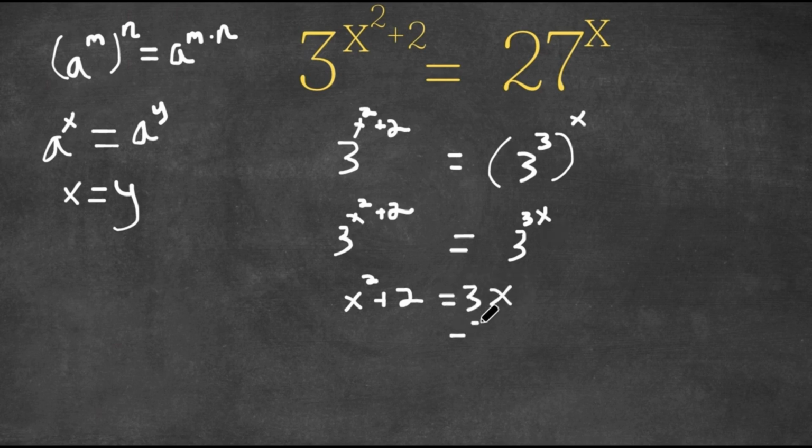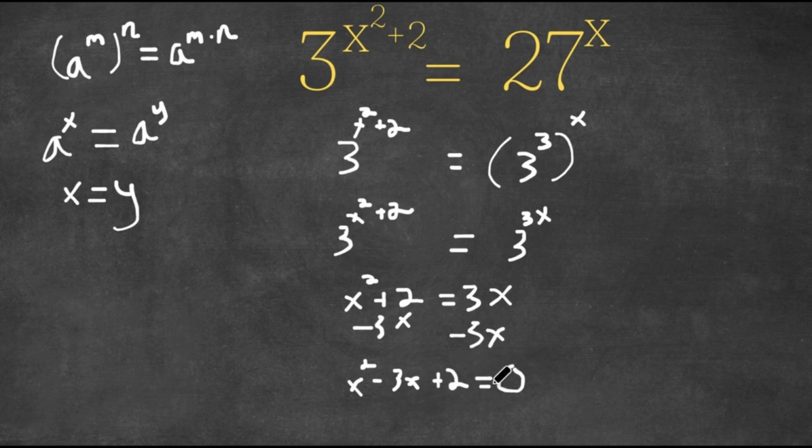So now if I subtract 3x on both sides, I get x squared minus 3x plus 2 equals 0. And now, as you can see, we have a quadratic equation, meaning we can find the solutions to this using the quadratic formula.